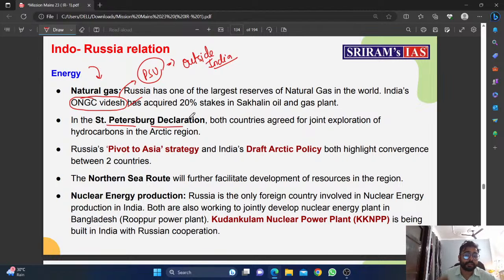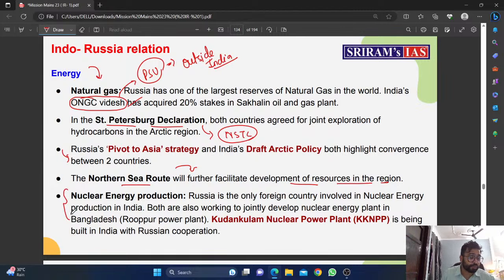Then in the St. Petersburg Declaration, both countries agreed to joint exploration of hydrocarbons in the Arctic region. It was a declaration that even helped to build your north-south transport corridor. Then Russia has a pivot to Asia strategy, under which Russia engages with the Asian nations. Now India's draft Arctic policy and Russia's pivot to Asia policy both highlight the convergence of these two countries in more development in the Arctic region. Then the Northern Sea Route will further facilitate the development of resources in the Arctic region.